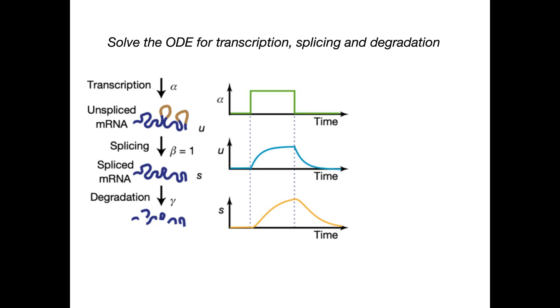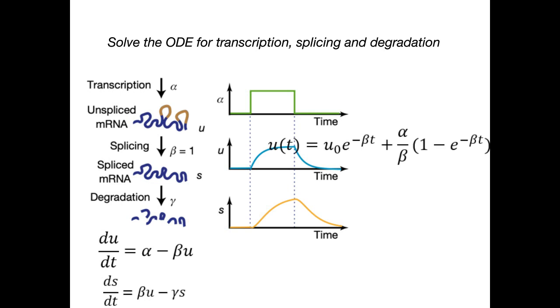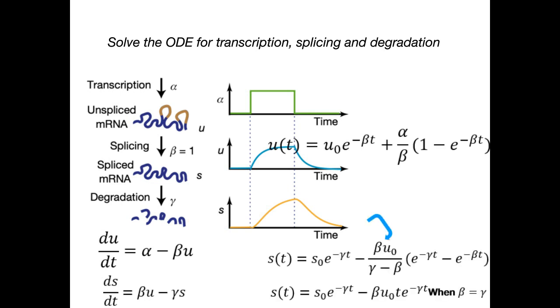Because we are using a deterministic model, we don't need to get into the chemical master equations. We essentially just look at the ODE for the unspliced and the spliced mRNA. Because these are first order linear ODEs, we can solve them to get the analytical solutions. Then we can take those equations to fit the time series of the labeling data, and estimate the parameters alpha, beta, and gamma.